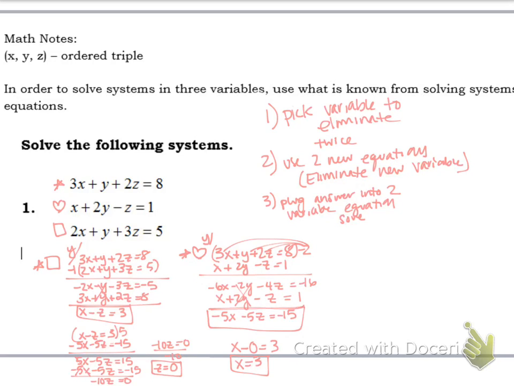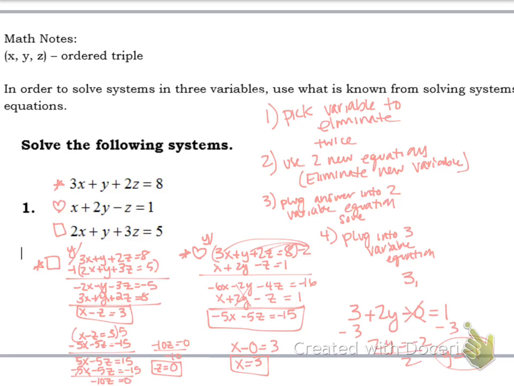Now we take those and plug them into my three variable equation. It doesn't matter which one. If I pick that middle one there, I've got my x value now plus 2y minus z, which represents 0, and we're just going to solve for y now. So subtract 3, divide by 2, y is equal to -1, and then we write this in alphabetical order, so it goes x, y, z.